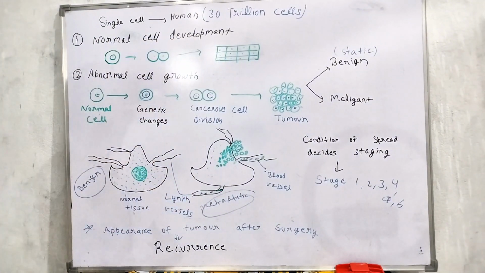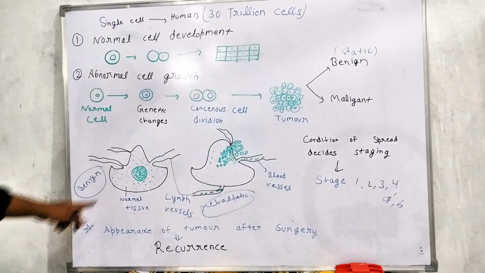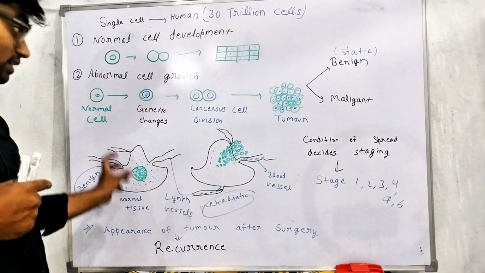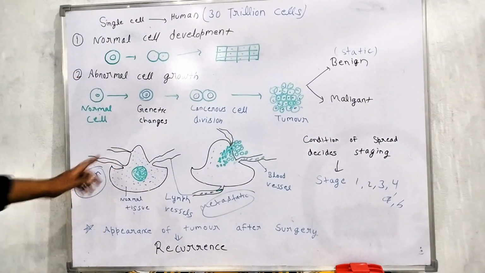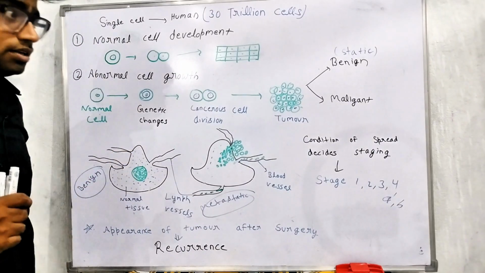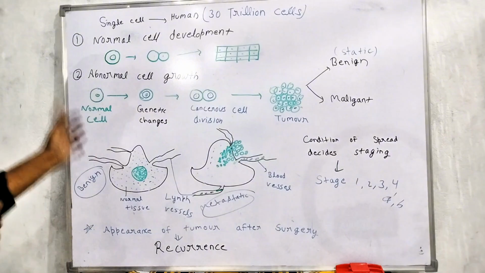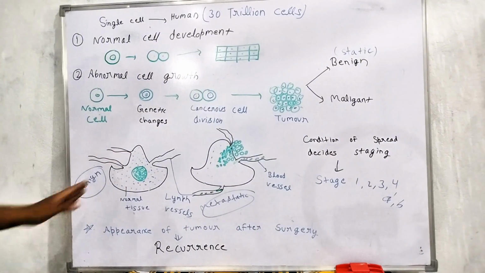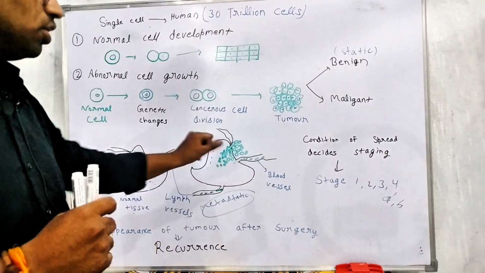Let's see in the diagram. Here is a cell, or you can say here is a tissue. The blue ones are normal cells and the green ones are cancerous cells. When these cancerous cells are localized in a tissue, meaning the cells are not moving here and there, they are localized. So they are called benign, the static tumor. This tumor is localized here. This is less dangerous compared to the malignant, which we are going to talk about.